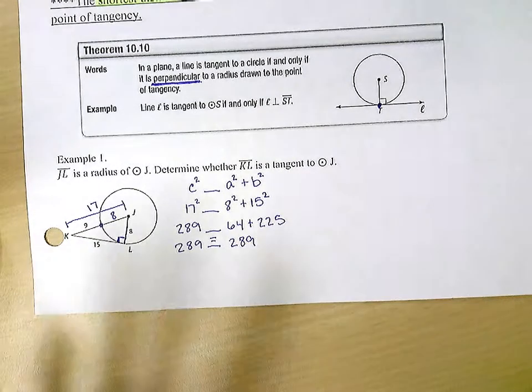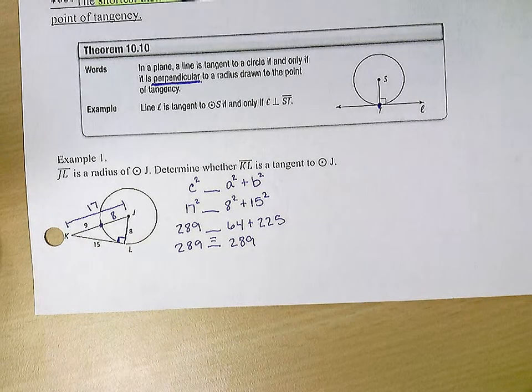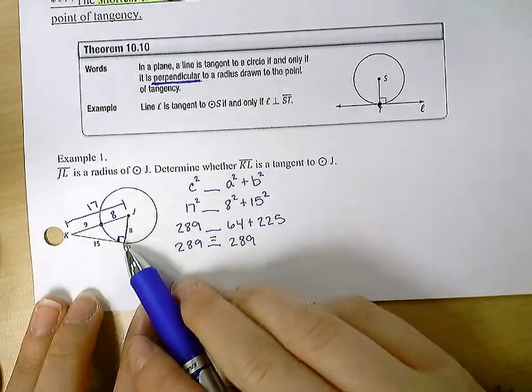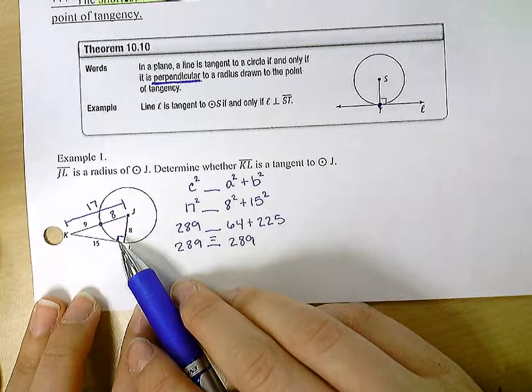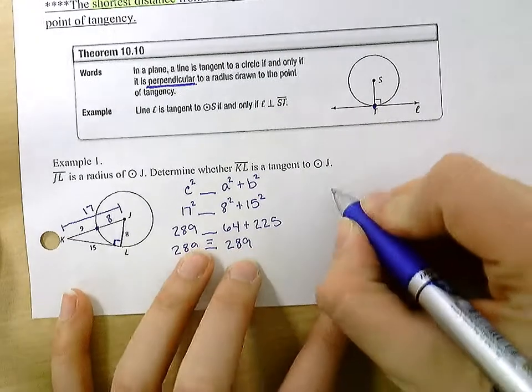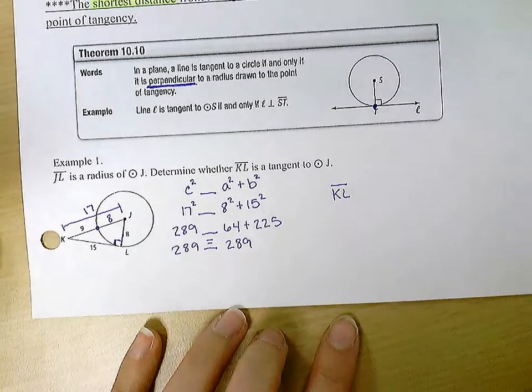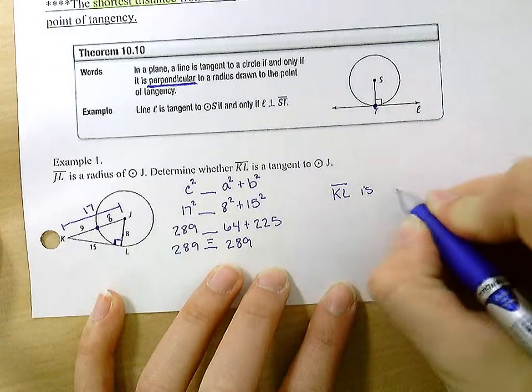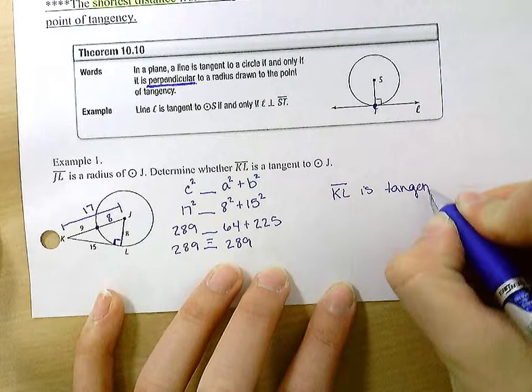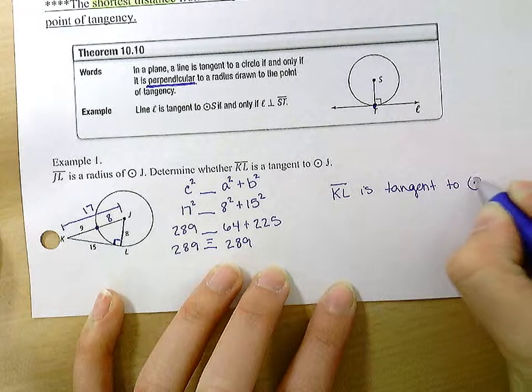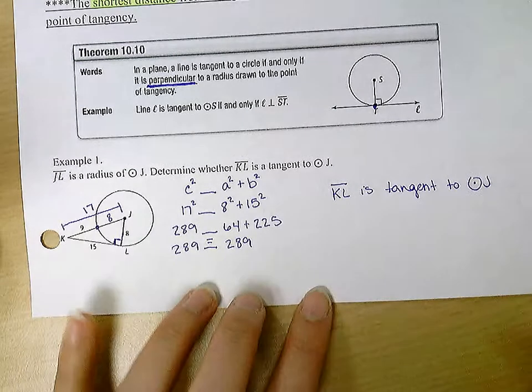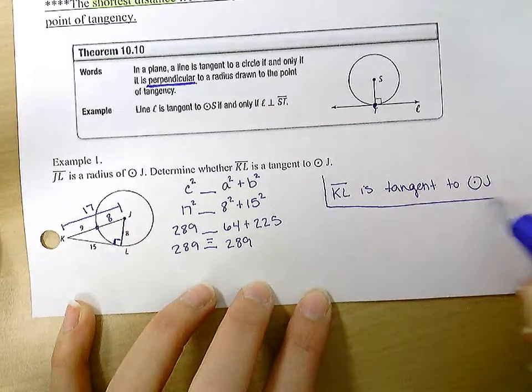Since they are equal, that would mean KL is tangent to that circle. Because the Pythagorean theorem works here, that means this would be a 90-degree angle. So I would say KL is tangent to circle J. And I do need you to write this piece out.